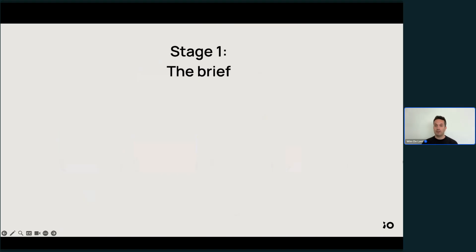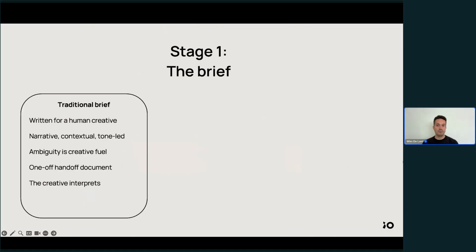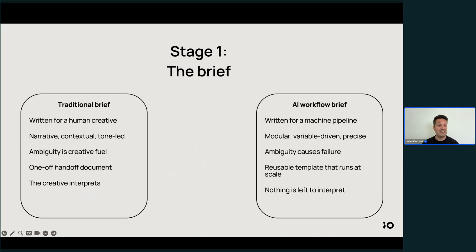So let's take a look at stage number 1, which is the brief. Now, the main idea here is that the way you write a brief for an AI workflow is completely different from how you write one for a human creative. A brief for a human creative, let's call it the traditional brief, is narrative, contextual, tone-led. And if there's a bit of ambiguity, that's totally fine, because creatives love ambiguity sometimes. That's their fuel. A brief for an AI workflow needs to be modular. It needs to be variable driven and it needs to be very precise. Ambiguity does not work with AI. It does not fuel the creativity in the machine. It will actually cause failure. And it's up to us to bridge that gap, to go from a traditional brief to the AI brief.